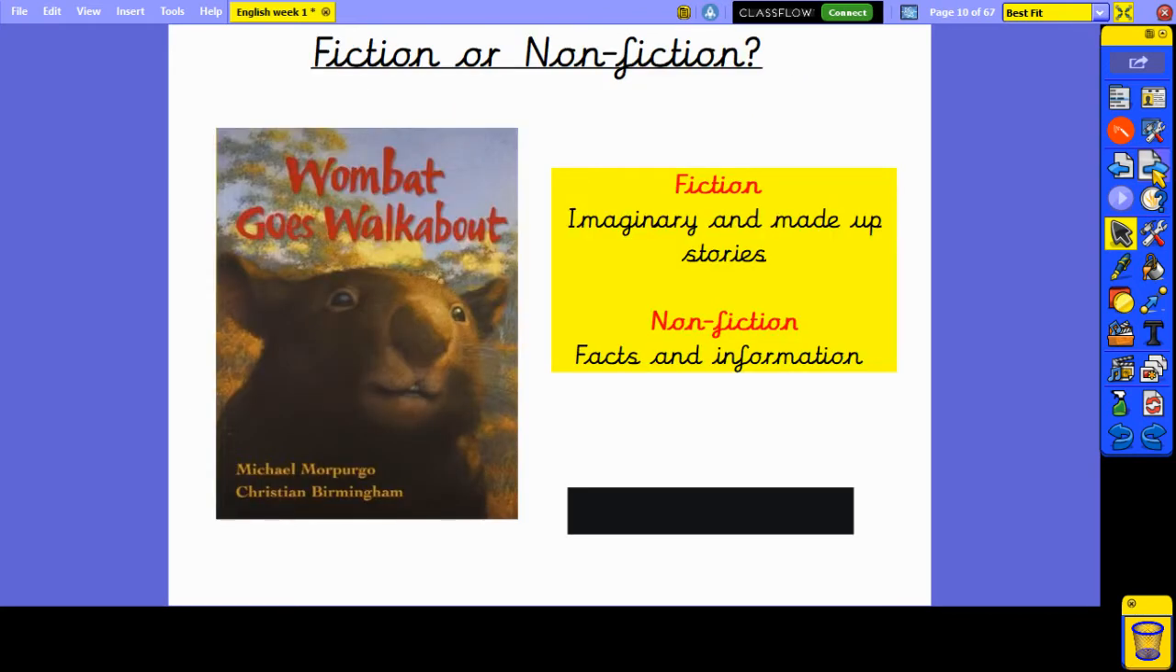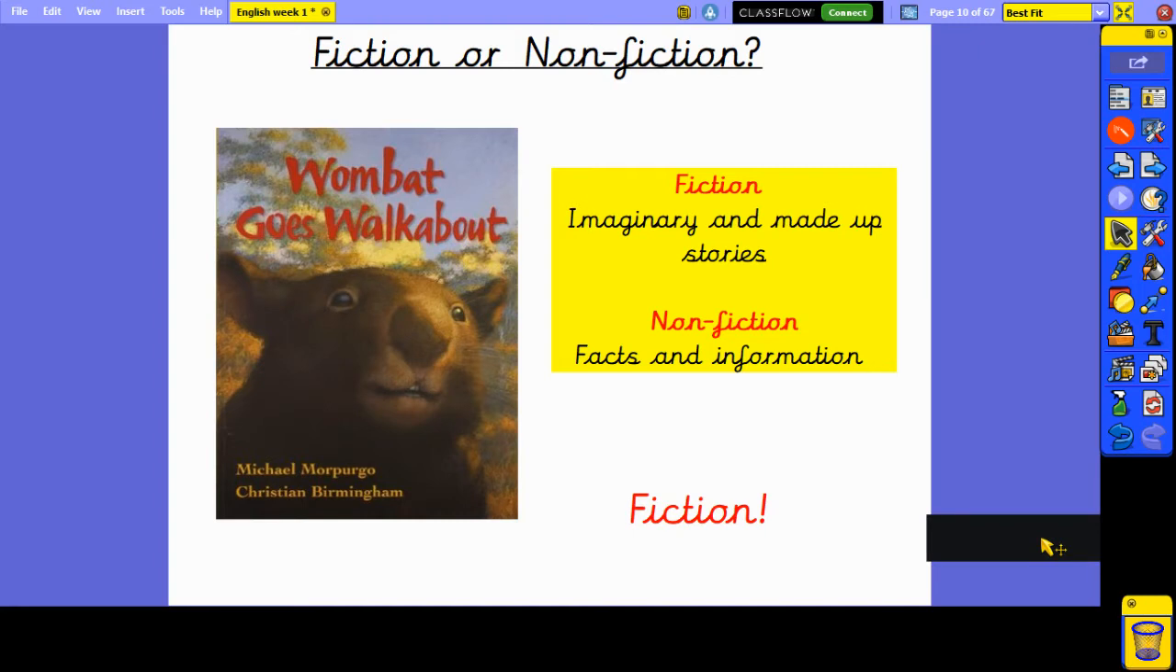So, our new text, Wombat Goes Walkabout, is it fiction or non-fiction? Remember, fiction is imaginary and made-up stories, and non-fiction tells us facts and information. Is Wombat Goes Walkabout fiction or non-fiction? It is fiction. It's a brilliant story, but it's got animals talking to each other and Wombat saving them all from the fire. It's imaginary and made up.